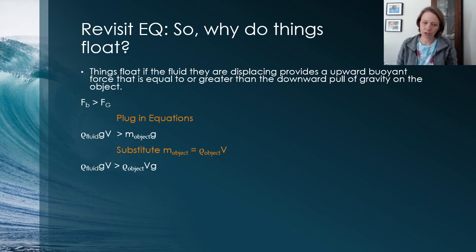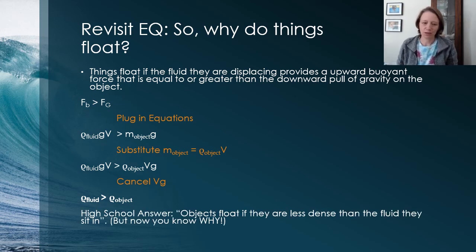So we have a new equation that's density of fluid times g times V has to be greater than the density of the object times V times g. At this point, hopefully you're already one step ahead of me. You can cancel out the gV on both sides, and you end up with this. Objects are going to float if the density of the fluid is greater than the density of the object. So now we have a new high school answer, which is that objects float if they're less dense than the fluid they sit in, which is the same as the earlier answer, but now you know why, and you can show it both conceptually, hopefully, and also mathematically through this derivation.